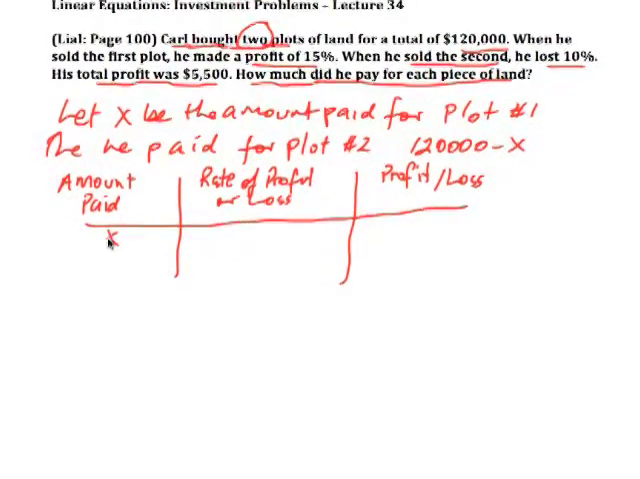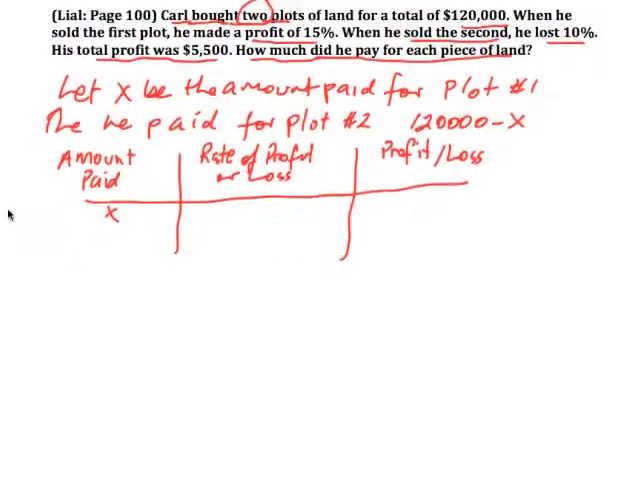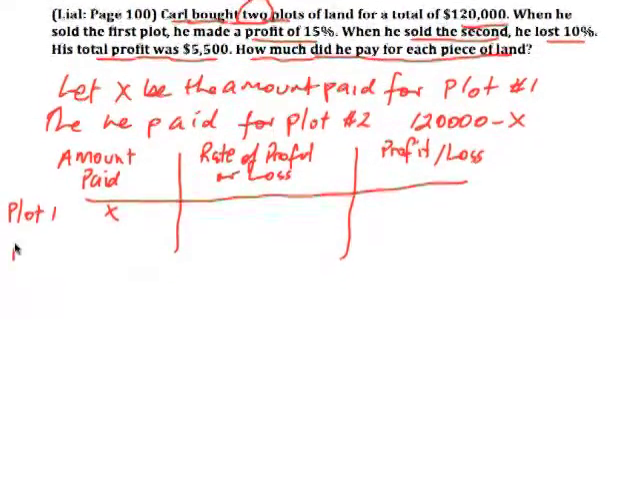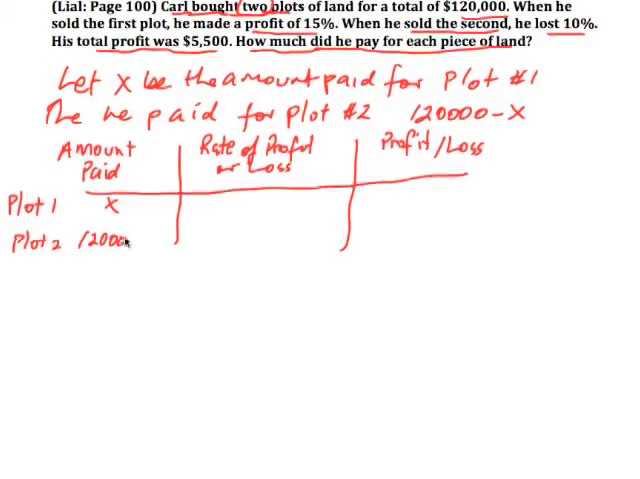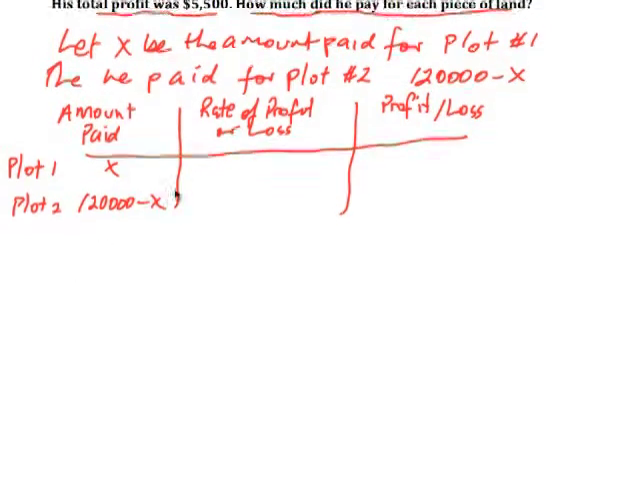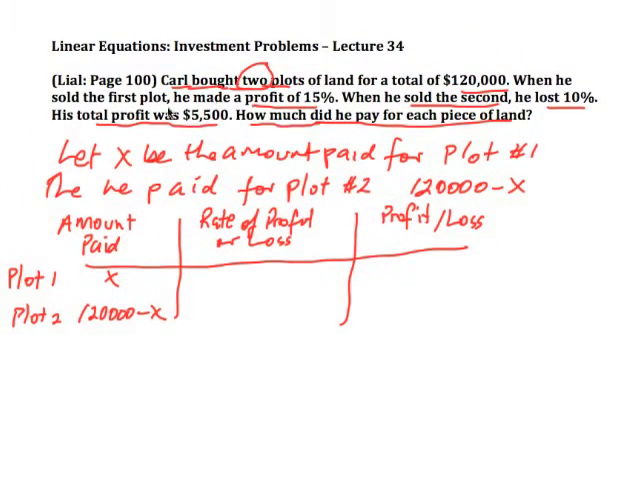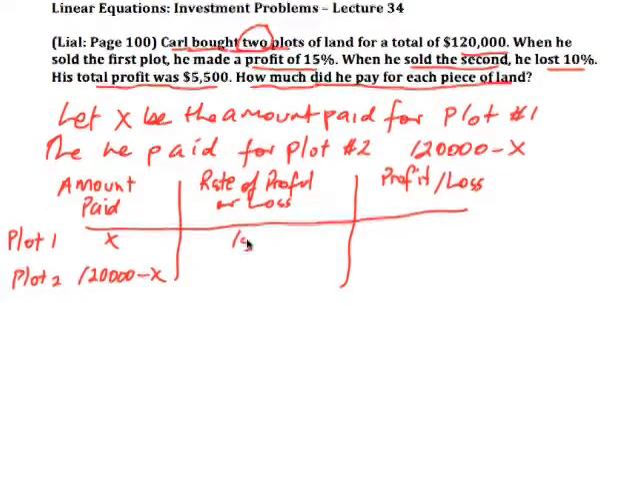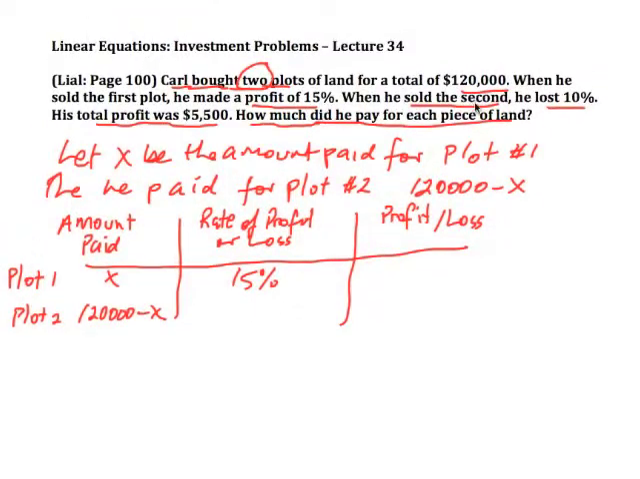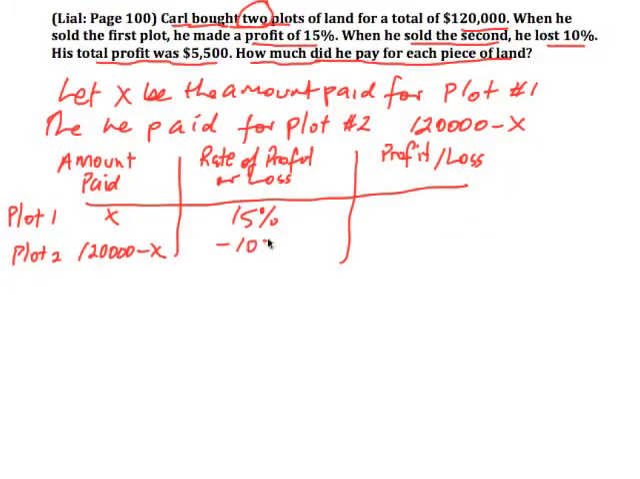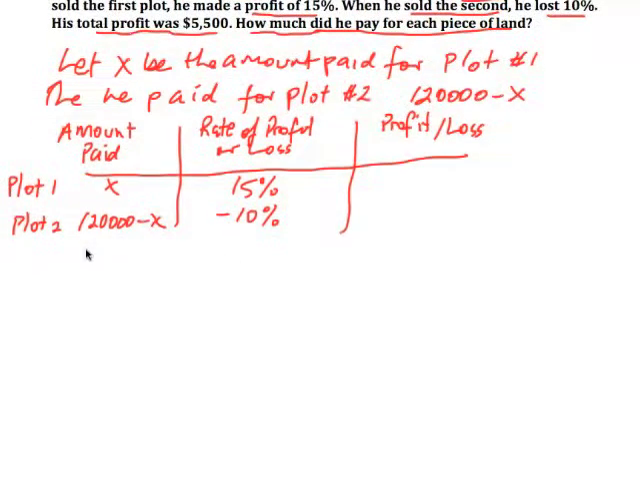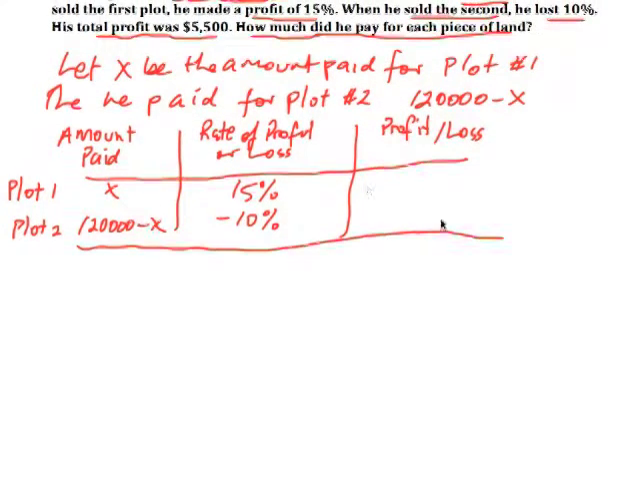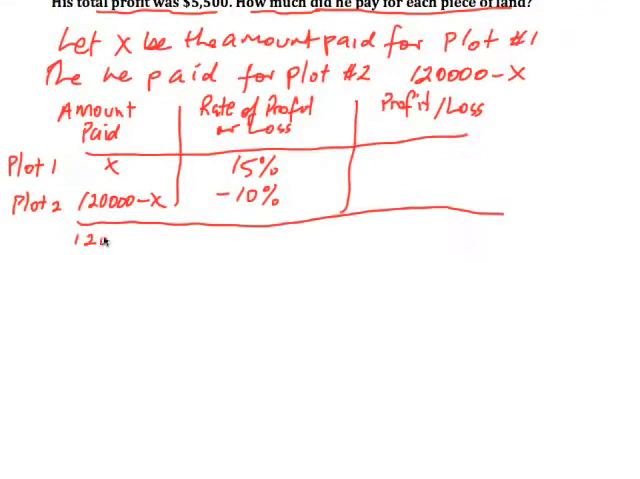So we paid x amount for plot number 1. Here's plot 1, and here's plot 2. He paid $120,000 minus x for plot number 2. The rate of profit that he made on the first plot was 15%, but he made a loss of 10% on the second plot. The total amount paid here would be $120,000.